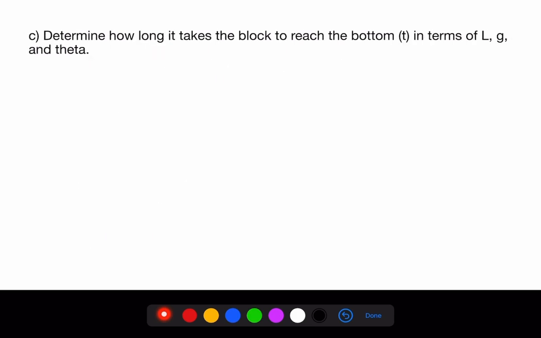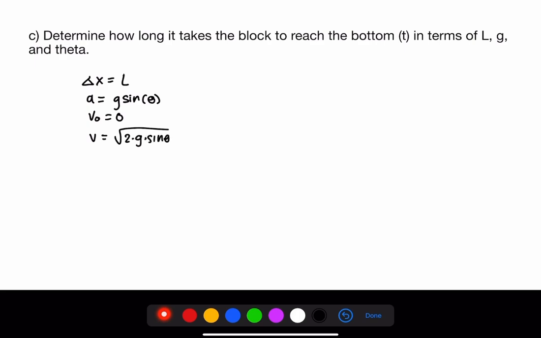Part C. Determine how long it takes the block to reach the bottom, t for time, in terms of length, g, and theta. Based on this question, we know a couple things. Again, we know that our delta x equals L. Our acceleration is g sine theta. Our initial velocity equals 0. And our final velocity equals the square root of 2 times g times sine theta times L.